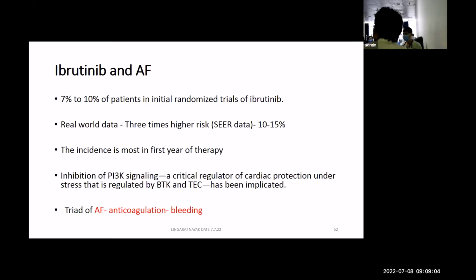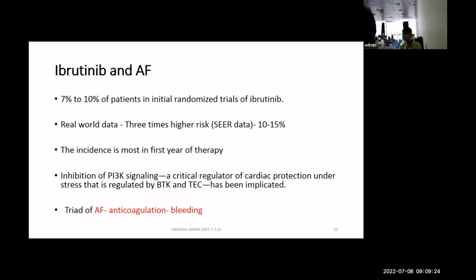If you use ibrutinib in the real world, you treat patients who may have some kind of cardiac comorbidities, hypertensives, diabetics, obese patients. So they all have a risk of developing atrial fibrillation. That's why in the real world data, the atrial fibrillation is pretty high. The incidence is highest in the first year of therapy. And I told you why this atrial fibrillation occurs: because of PI3 kinase.